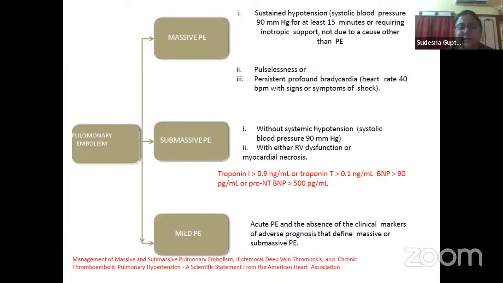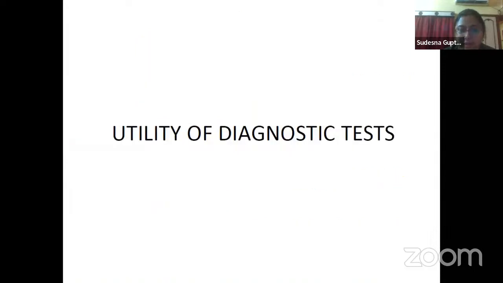In case of mild, there is an acute PE and absence of clinical markers. In case of submassive, there is no hypotension, but either RV dysfunction on echo or clinical criteria of myocardial necrosis, which can be shown by Troponin I, Troponin T, or BNP. In case of massive PE, there should be sustained hypotension, pulselessness, or persistent profound bradycardia.